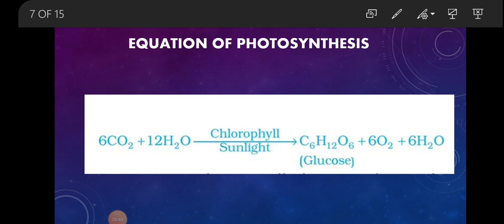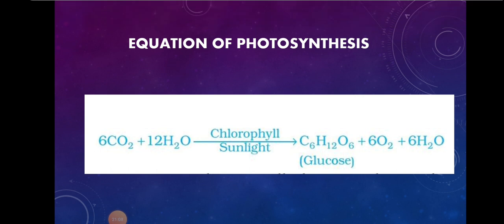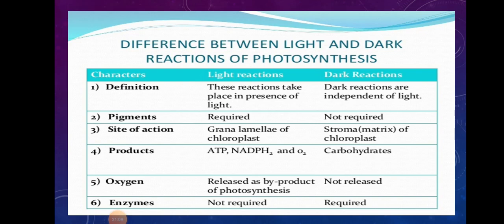Now over here we have this very important equation of photosynthesis. Whenever you would be asked about photosynthesis, you would have to write this equation as well along with the definition. So this is pretty common, you might have seen it many times before also. So 6CO2 plus 12H2O in presence of chlorophyll and sunlight will produce C6H12O6, which is glucose of course, and oxygen and water.